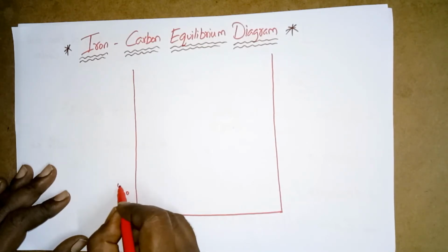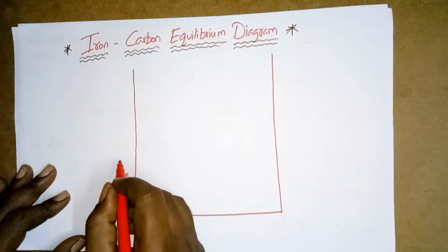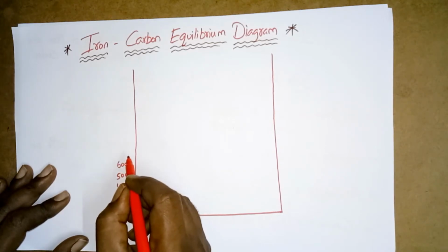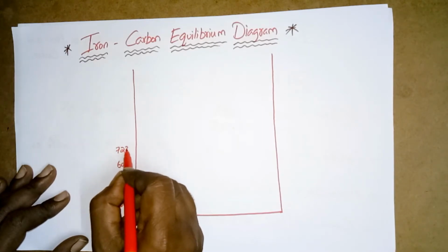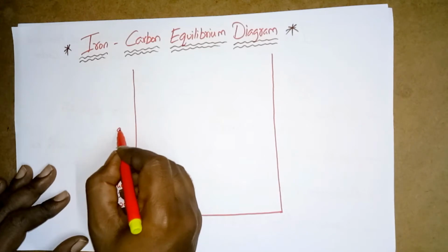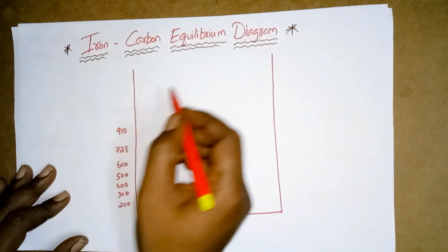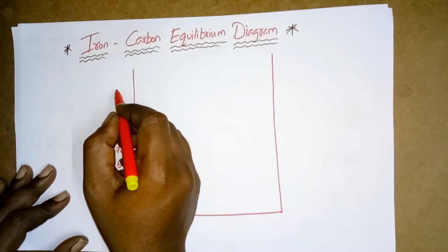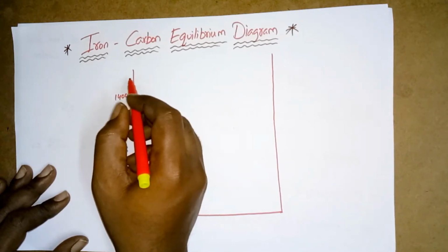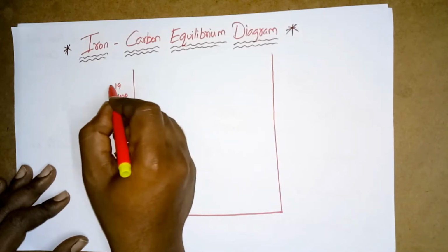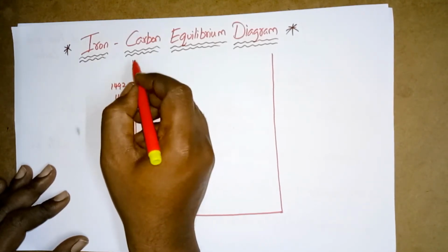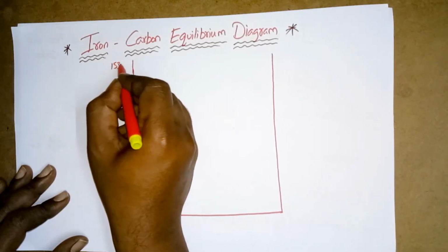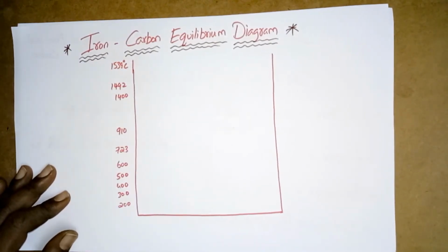Here we'll write 300, 400, 500, 600, and it is 723, and this is 910. Here we will plot 1400, 1492, and here we'll start with 1539 degrees centigrade.